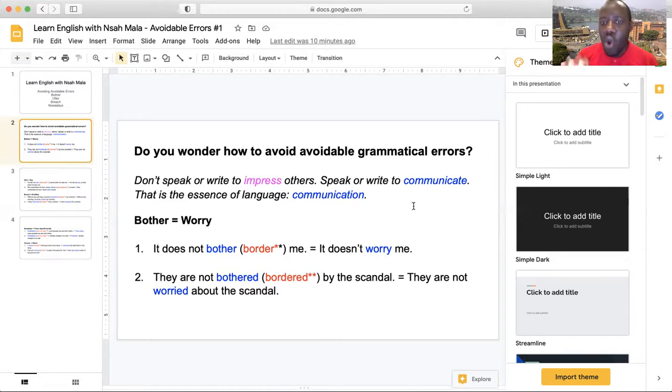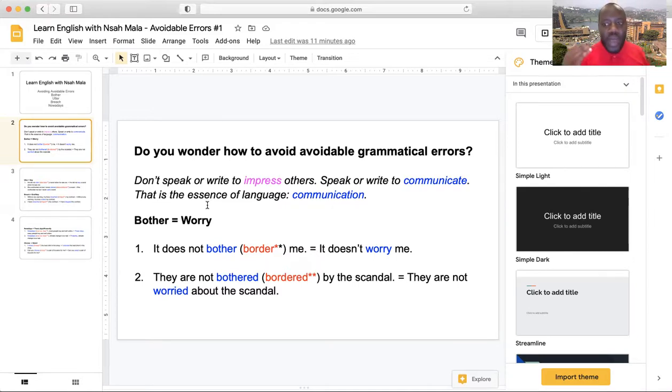So speak or write always with the intention to communicate, because that is the essence. That is why language exists. Language exists so that we can communicate, not so that we can show that we know it.